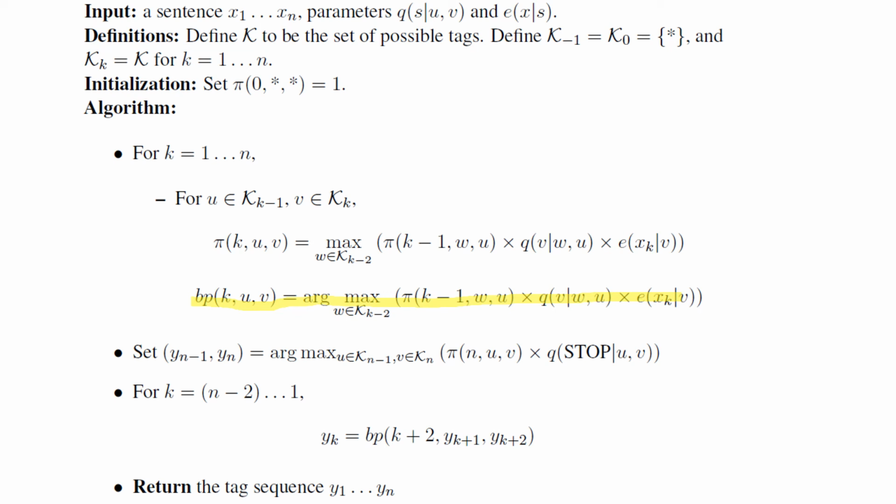At the end of the algorithm, we unravel the back pointers to find the highest probability sequence and then return this sequence. The algorithm again runs in the same complexity, so it is O of n times k to the power of 3.